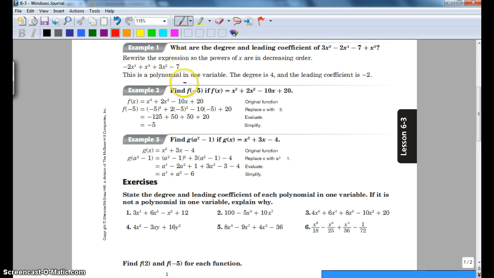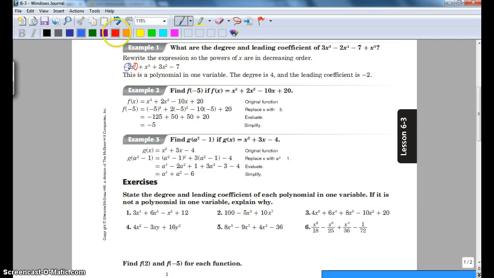This is a polynomial in one variable. In other words, only x is represented. The degree is 4 because that is the highest exponent, and the leading coefficient is negative 2, as you see here.